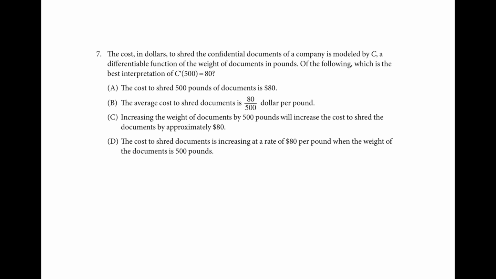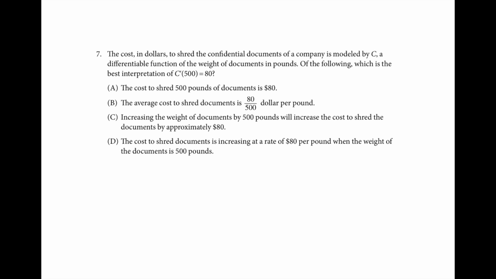So let's read the answers. A. The cost to share 500 pounds of document is 80. No, because it's C prime, not C. B. Says the average cost to share a document is 80 over 500 dollars per pound. This is wrong. We don't have enough information to tell that this is true. C. Says increasing the weight of the document by 500 pounds will increase the cost to share the document by approximately 80. Well, this is wrong, because this means the slope, and we need 2 points to prove that this is right.